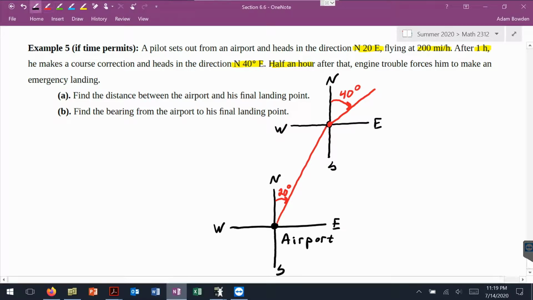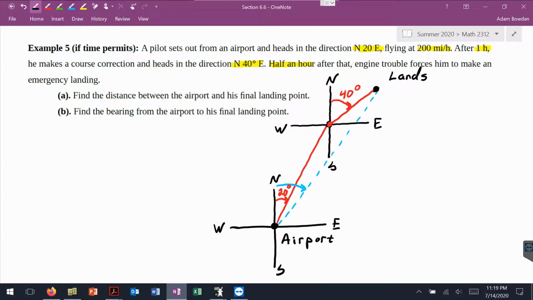Okay, and then it has to land at a location out here after engine trouble. So somewhere out there where it has another landing location. Okay, so we want to figure out, first off, how far is it from where it started to where it landed there? And then we also want to determine what is the bearing from the original starting airport to where it landed, because now the angle is slightly different from its original location.